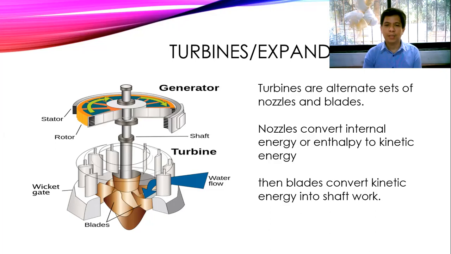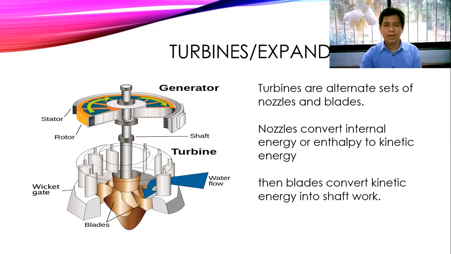Yung blade naman, pag tinamaan siya ng steam na mabilis yung velocity, it will result to the turning of the shaft, as you can see in this illustration. So parang fan yung blades, ano? So iikot yung shaft. Tapos yung shaft nakakabit siya sa electric generator. So, di ba? Whenever you move a conductor inside a magnetic field, you're going to produce electricity. Ganun lang naman yun, ano? So basically the blades, no, convert the kinetic energy into shaft work, WS. Ano? So, ganun lamang yan.